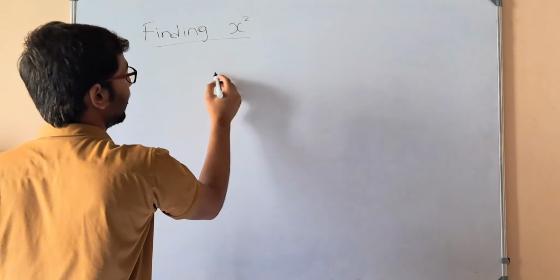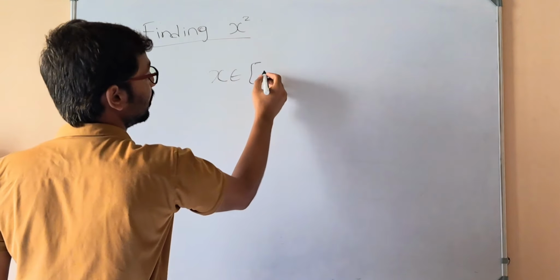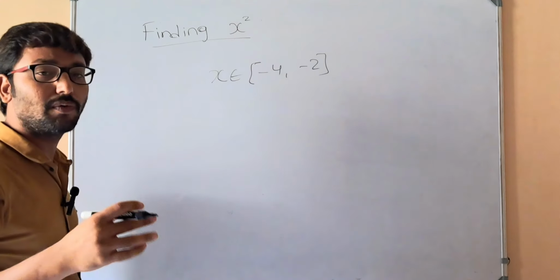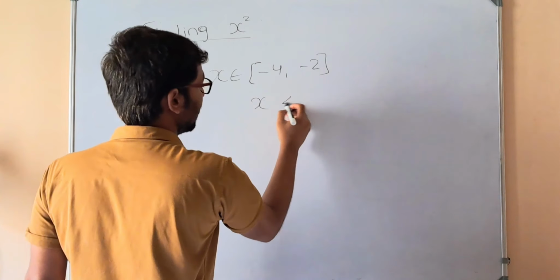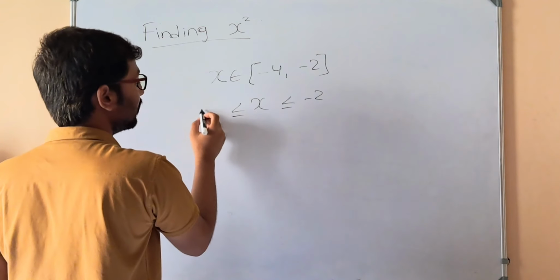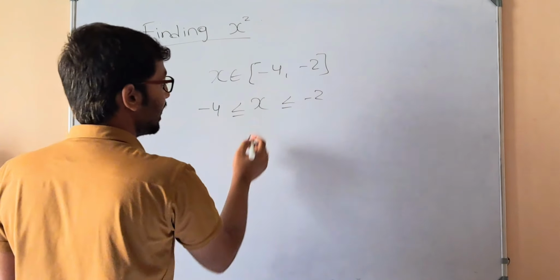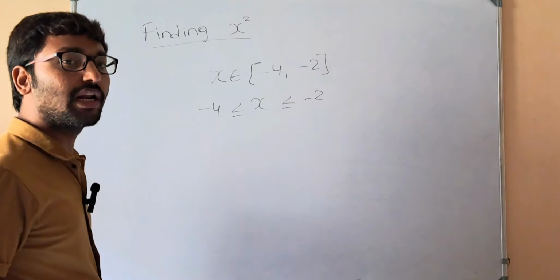So now x belongs to minus 4 to minus 2. That is, x is less than or equal to minus 2 and greater than or equal to minus 4. These are the values of x. So now if I square on both sides, will the inequality remain the same?